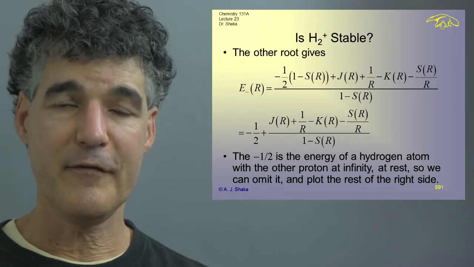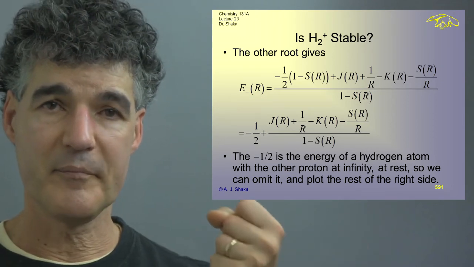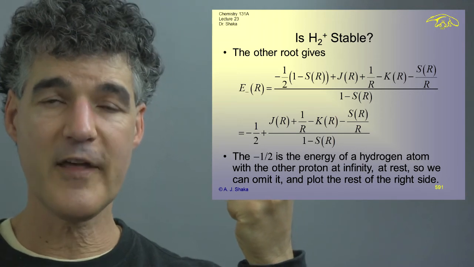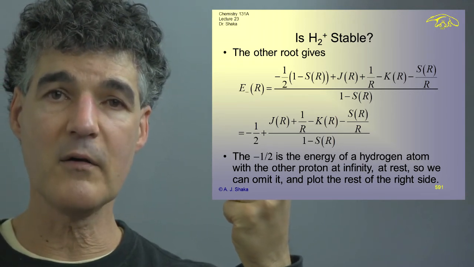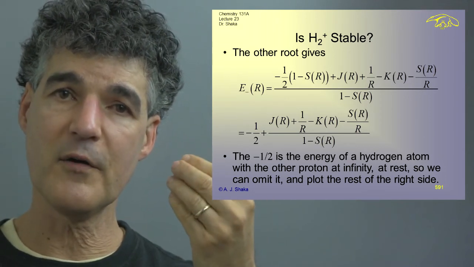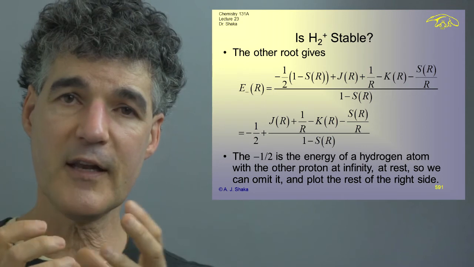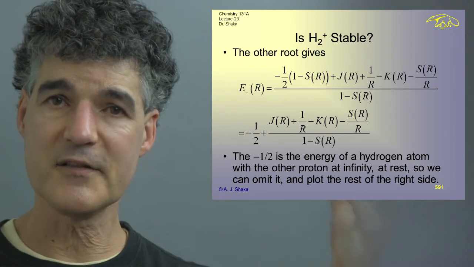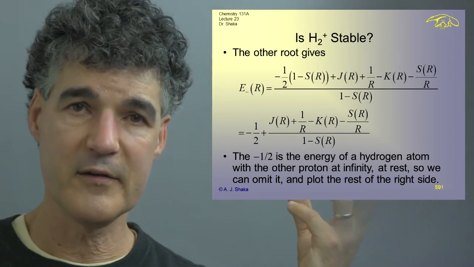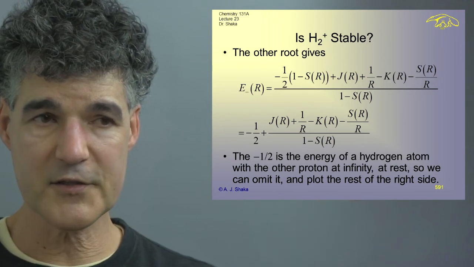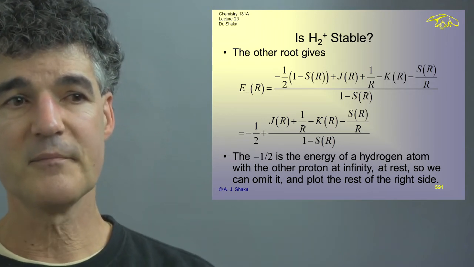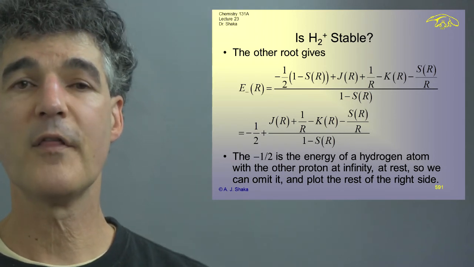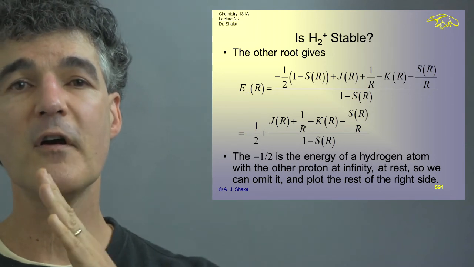The minus 1/2 is the energy of a hydrogen atom and a proton at infinity, at rest. Therefore, that's going to be our measure. What we want to know is if we bring in a proton to a hydrogen atom, will they share the electron and be more stable as a couple like that than just a single atom and a lone ion just sitting out at infinity? That's the question. That being the question, let's omit the minus 1/2, because what we're interested in is whether the other part is bigger than 0 or less than 0.